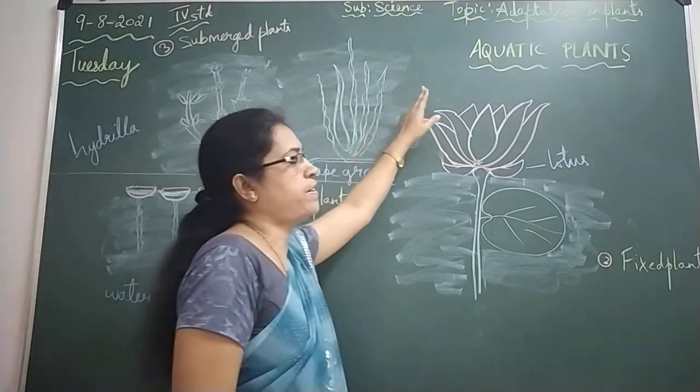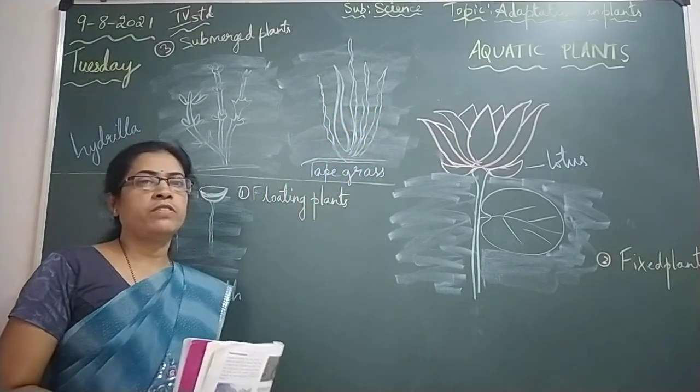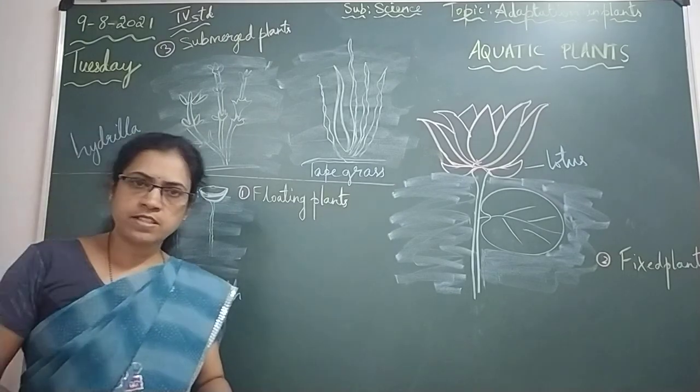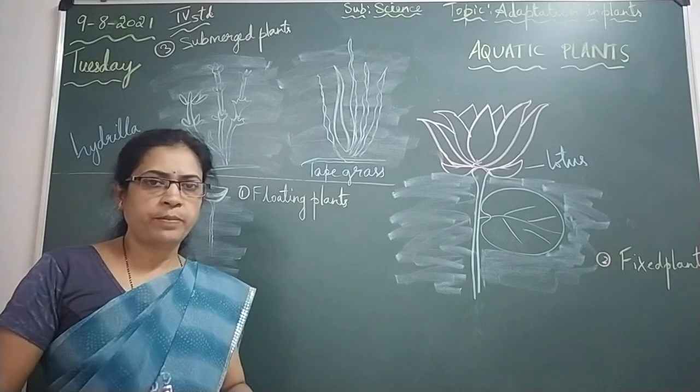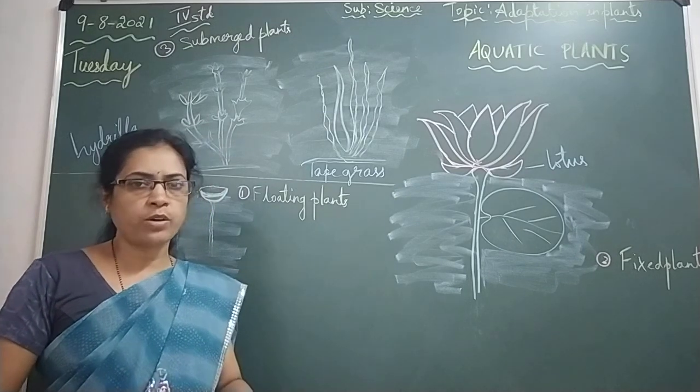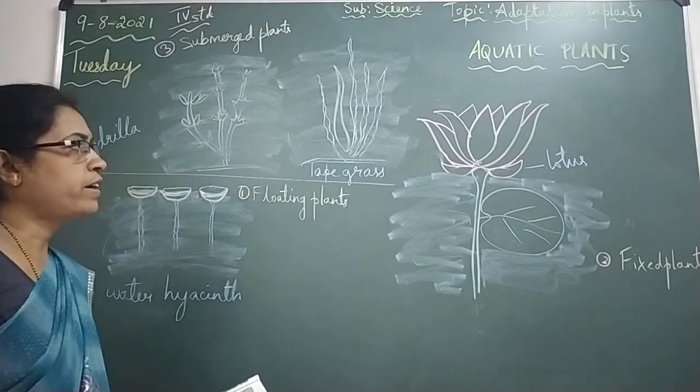Adaptations in plants. So children, in the previous class we have already learned about terrestrial plants. Terrestrial plants means the plants that grow on land. So let me continue the lesson today. Let us learn about aquatic plants.